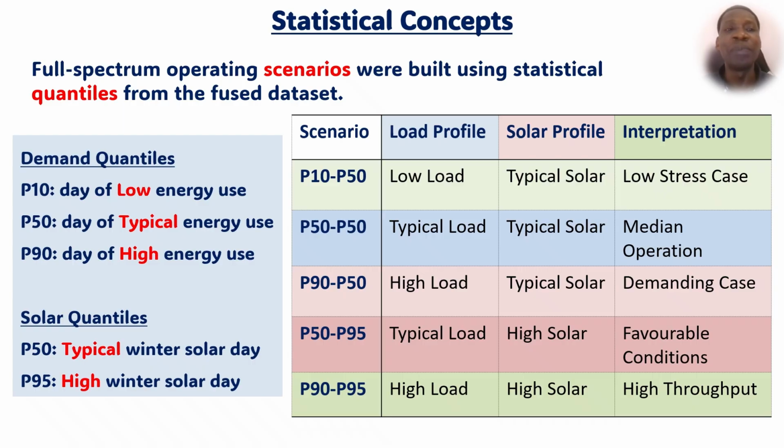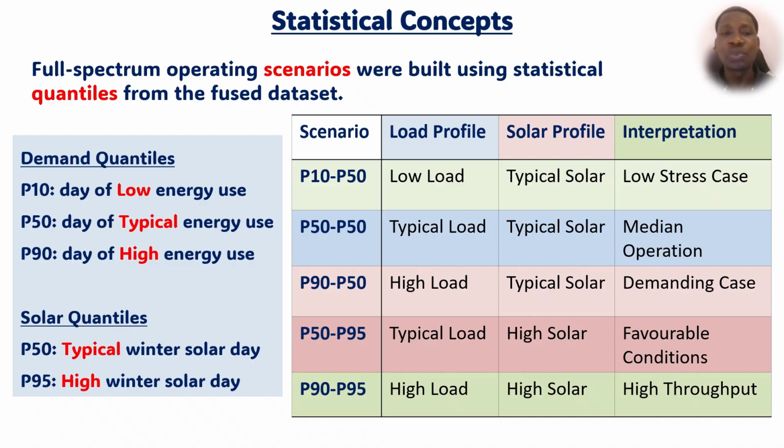We have the demand quantiles that range between P10, P50 and P90. The P10 represents a day of low energy use, the P50 represents a day of typical energy use, and the P90 represents a day of high energy use. And on the solar quantiles, we have P50, which shows a typical winter solar day, that is a typical GHI, and P95, which shows a high winter solar day.